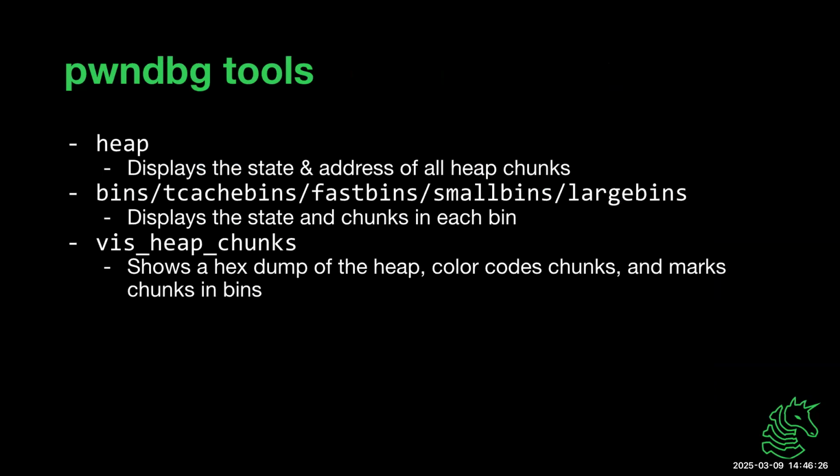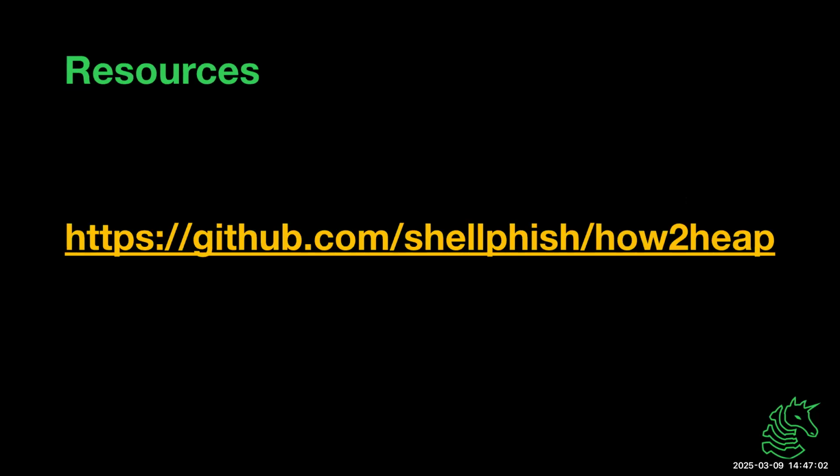Okay, so our tools. If you have not heard of pwndbg, it is great. It's like GDB++ for pwn. There is this heap command which will display the state of the heap: allocated chunks, free chunks, metadata, and so on. You can also get some more fine-grained information in one type of bin. And heap chunks shows you this nice graphic of the heap, color coded. Yeah, this is really good.